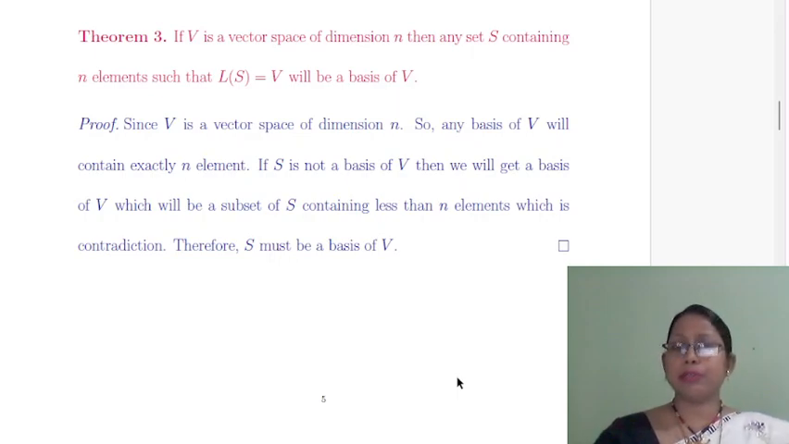Next, if V is a vector space of dimension n, then any set S containing n elements such that the linear span of S is equal to V will be a basis of V. Since V is a vector space of dimension n, any basis of V will contain exactly n elements. If S is not a basis of V, then we will get a basis of V which will be a proper subset of S containing less than n elements, which is a contradiction. As V is a vector space of dimension n, any basis of V will contain exactly n elements, not less than n elements. Therefore, S must be a basis of V.